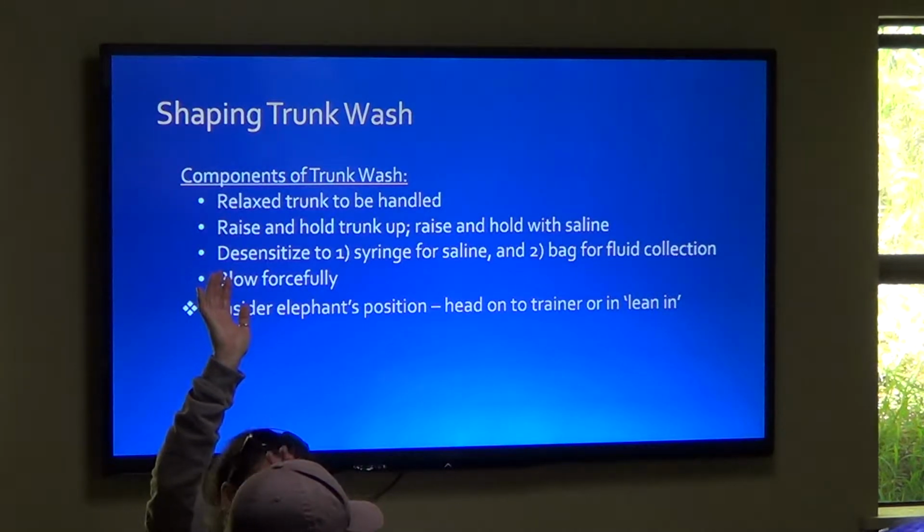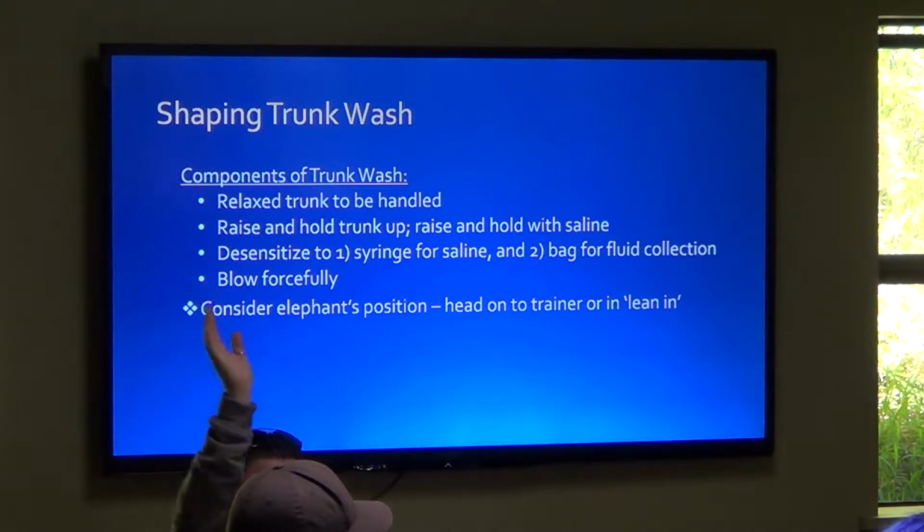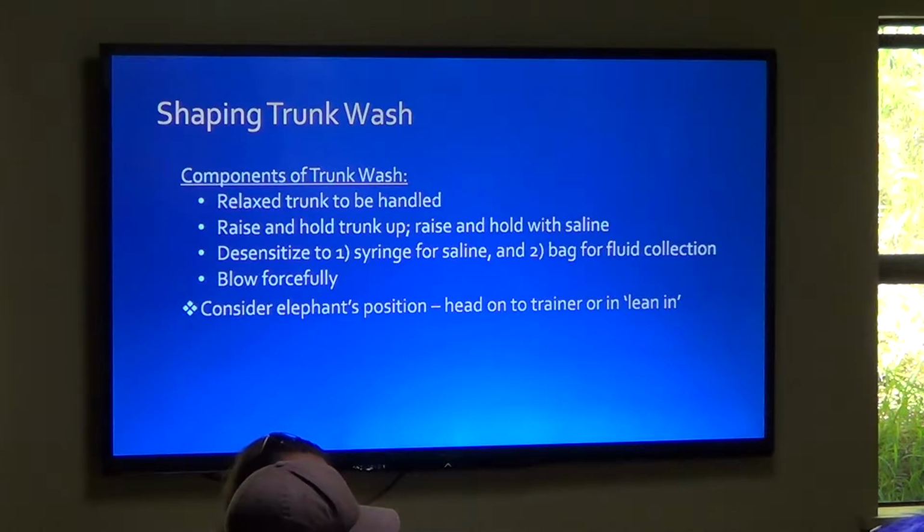The solution washes down the trunk, they drop the trunk down, put it in a Ziploc bag or some sort of container, and it's ideal to have them forcefully exhale the fluid. That way they're bringing up goo from the lungs or as close to the lungs as possible. So that's the idea behind it. And then you can give a sputum sample. That doesn't work as well for elephants.